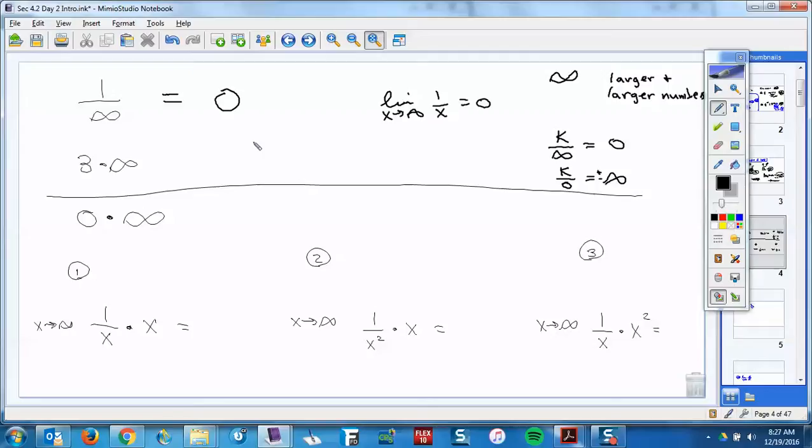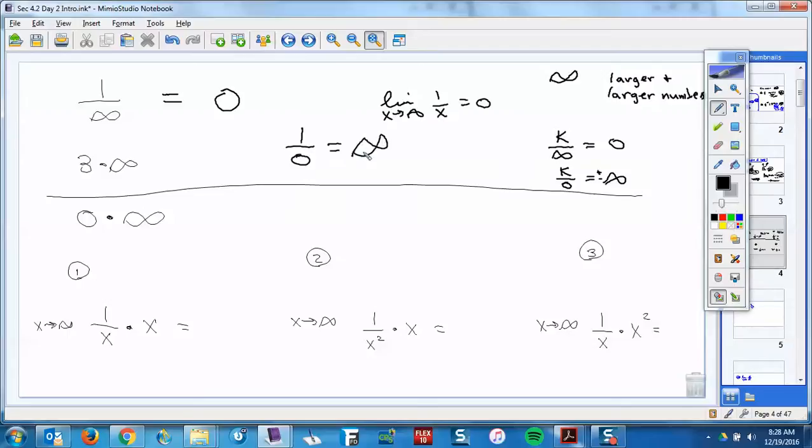Like the reciprocal of 2 is a half. The reciprocal of 100 is 1/100. The reciprocal of 1,000,000 is 1/1,000,000. You see what I mean? As you get bigger and bigger, it gets smaller and smaller. So it's like 0 and infinity. We can almost think of them as reciprocals, in a sense. So like here, we got 1 over infinity equals 0.